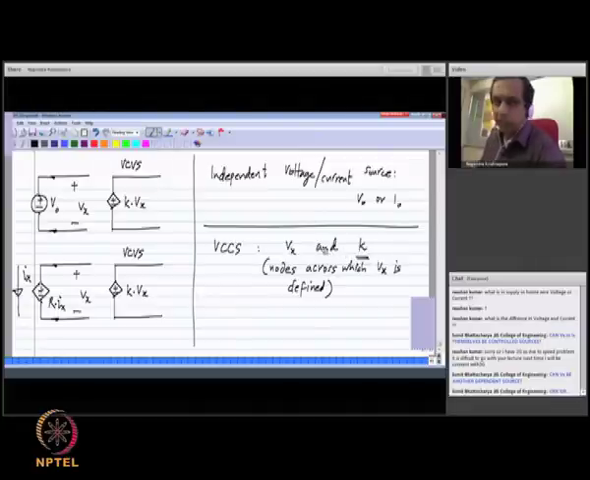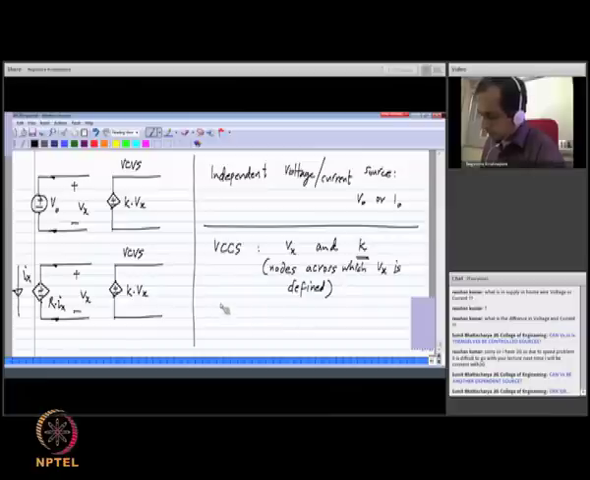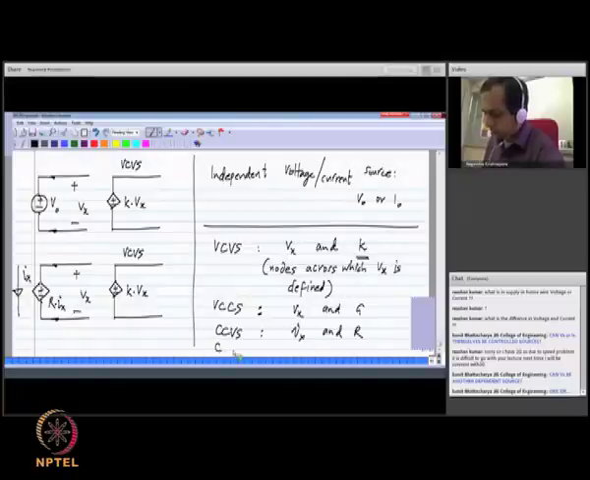That's a given. Just like you give the value of a resistor or an independent voltage source, you have to give the value of K. Similarly, if it's a voltage controlled voltage source, you give Vx and K. Voltage controlled current source, you have to give Vx and G. All this will be given to you. Current controlled voltage source, you have to say what Ix is, which direction it is, and some R, which is the proportionality constant. And a current controlled current source, Ix and K.